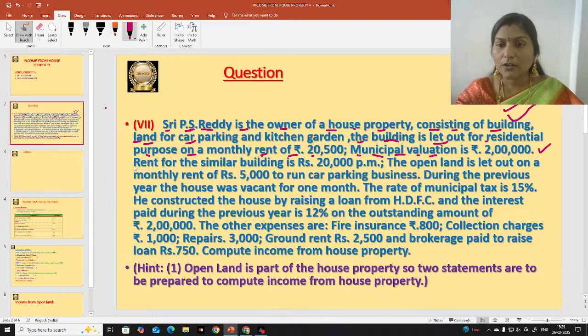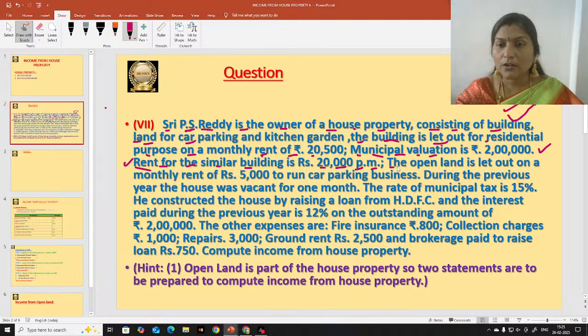Okay, and next, rent of a similar building. Rent of a similar building means what? It is FRV, fair rental value. I already discussed in the previous classes also. Rent of a similar building is nothing but fair rental value, FRV. Okay, FRV is how much here? It is 20,000 per month. Clearly they mentioned that it is 20,000 per month. So FRV is 20,000 for 1 month, but we should take it for the full 1 year.